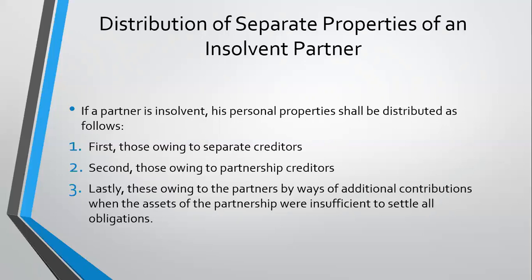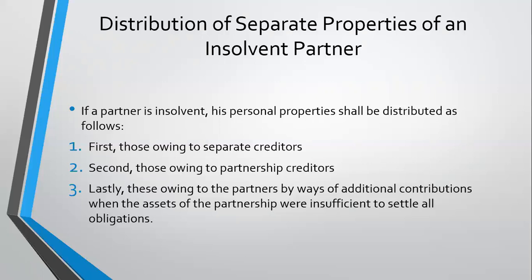So, kung ipa-follow natin, paano ang distribution ng kanyang personal properties, no? So, ito yon yung first, those owing to separate creditors. So, if you have the personal property, of course, yung separate creditor mo or personal creditor mo ang may preferential rights over your personal assets. The partnership creditors cannot go after sa personal asset na siya muna yung maunang bayaran. No? So, i-apply muna yon para doon sa personal creditor ng partner.